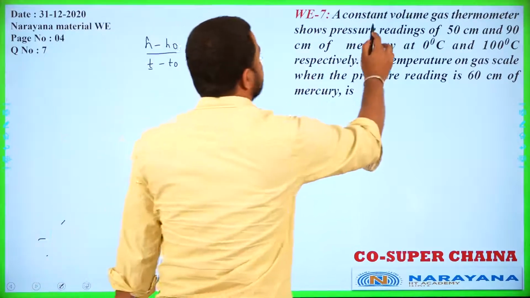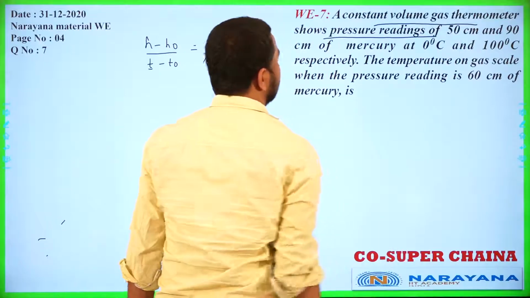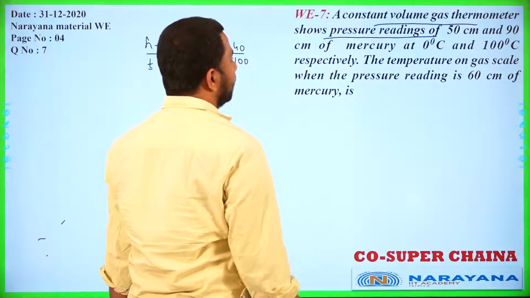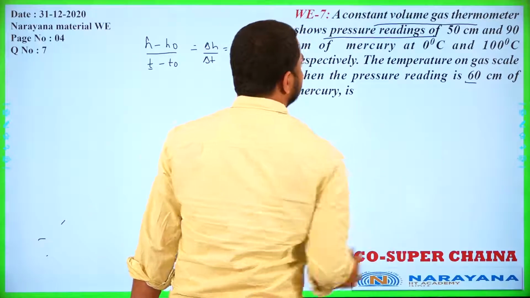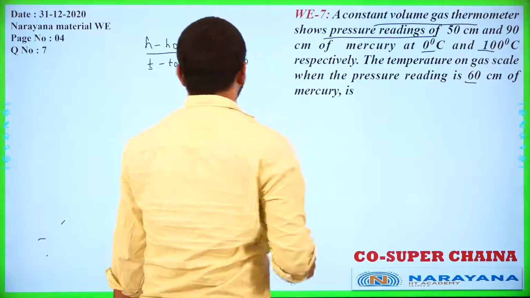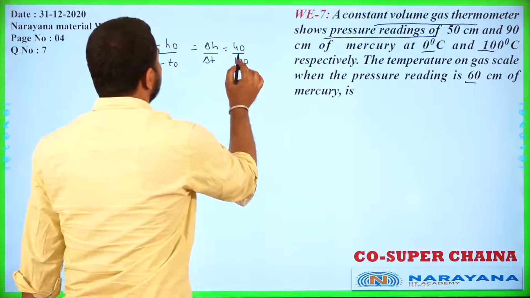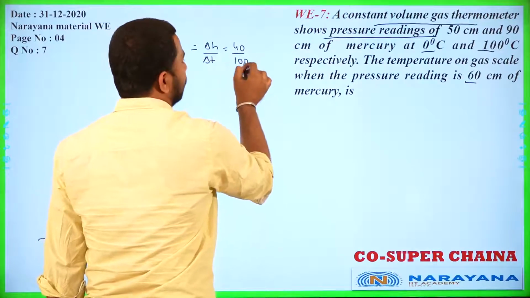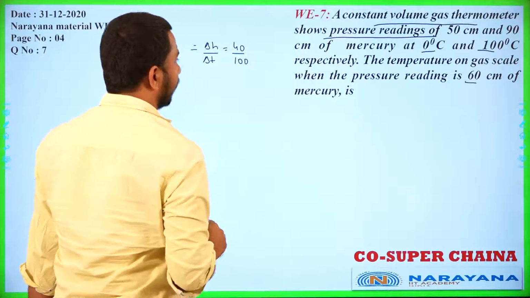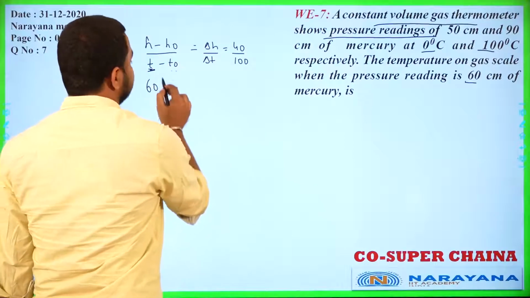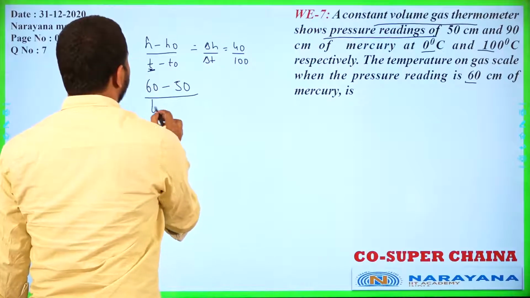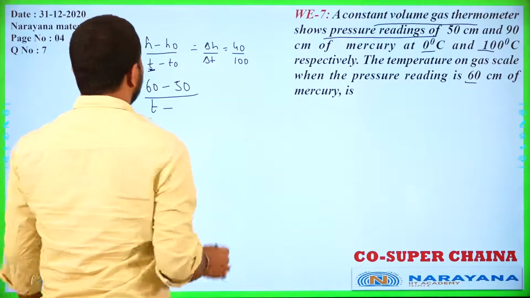Students, here constant volume gas thermometers are shown at 50 and 90 degrees Celsius. At 0 degree and 100 degree the values are given respectively. So here on this side we calculate delta H. Now here we need to get the value of this T. So 60 minus this at 0 degree, and at the temperature we need to calculate, minus T0.